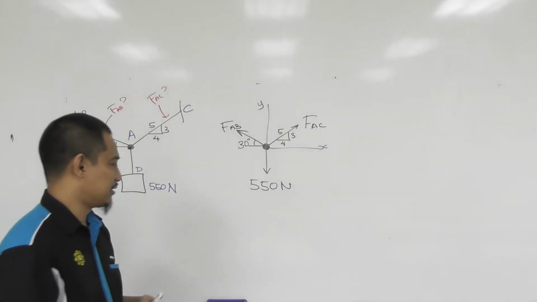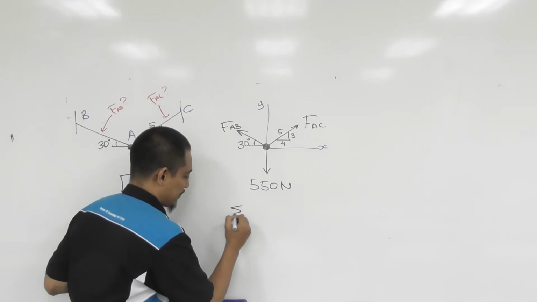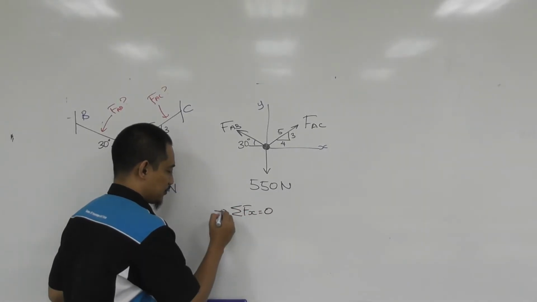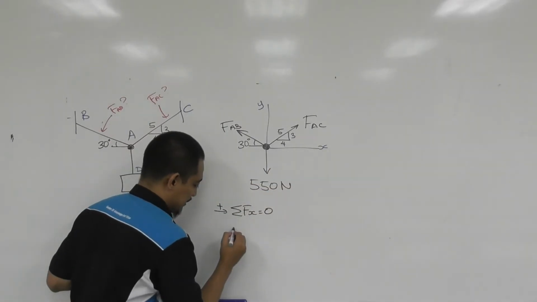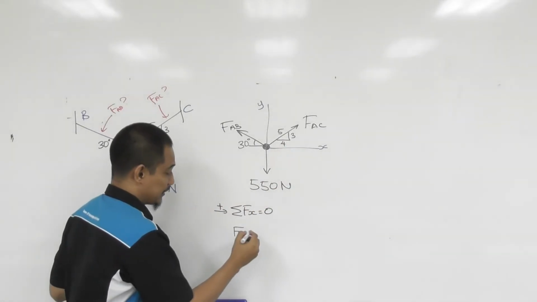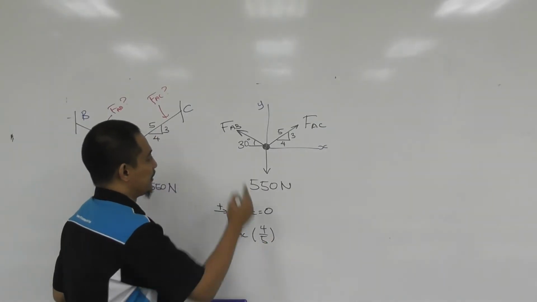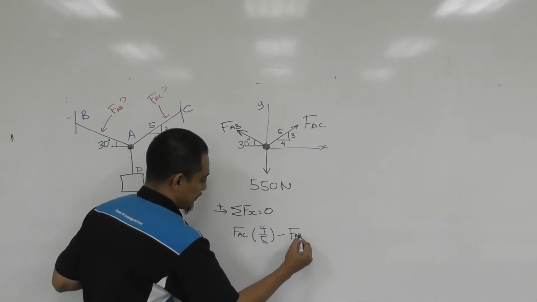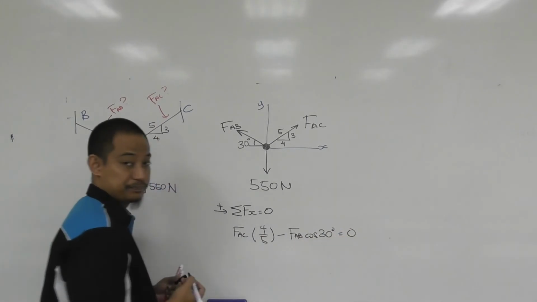So what do you do next? Basically, the equations of equilibrium, right? So we'll have summation of Fx equal to 0. Let's take to the right as positive. So you'll have FAC. By now you should know how to use this triangle already. So in this case, 4/5, and then minus, because it's to the left, FAB cos 30 degrees equal to 0.